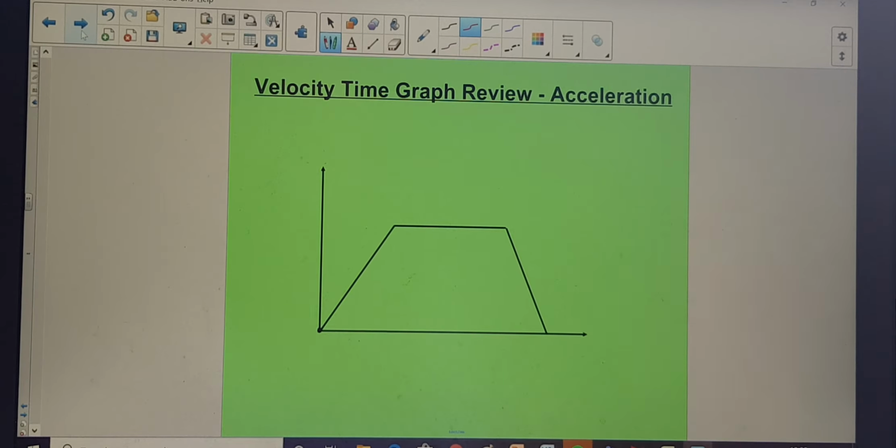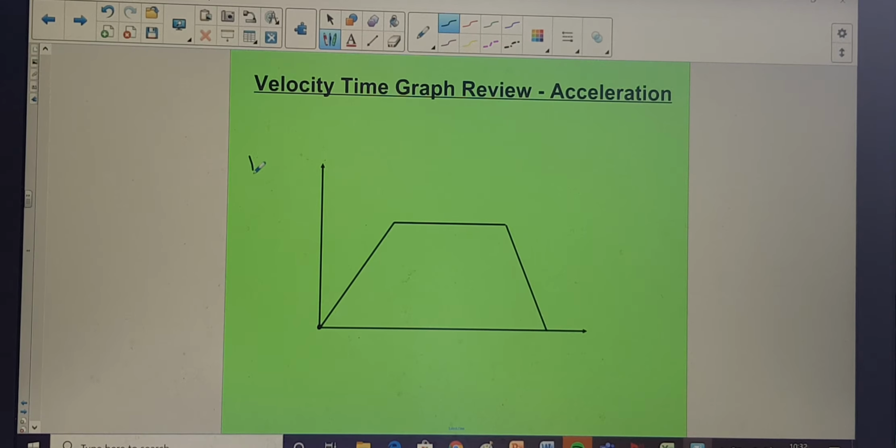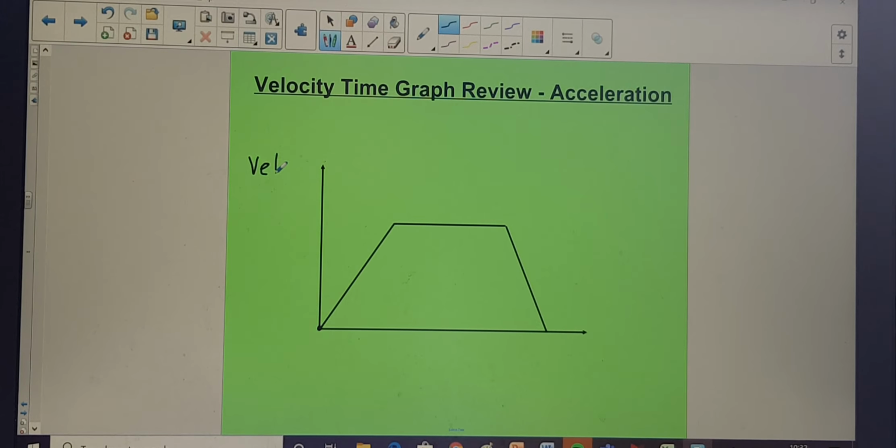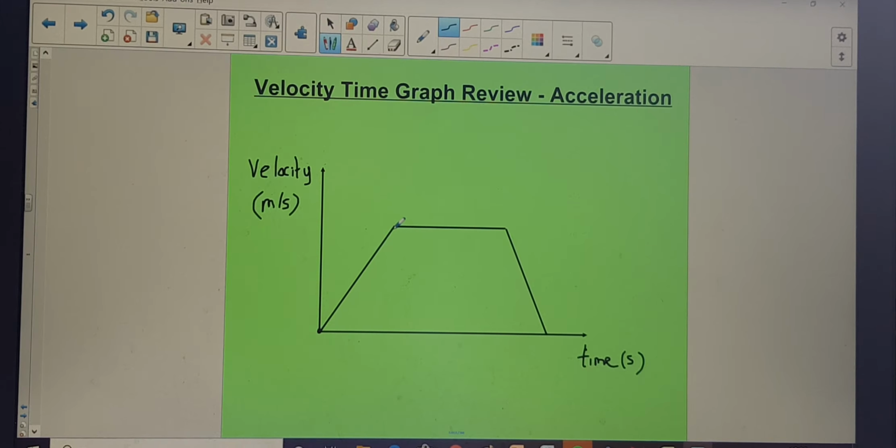Here's a velocity time graph that I've just made. Let me just label these axes. This is the velocity, so it's speed with a direction. The direction is important. And the unit of that is meters per second. And this is the time, and let's just call that seconds.